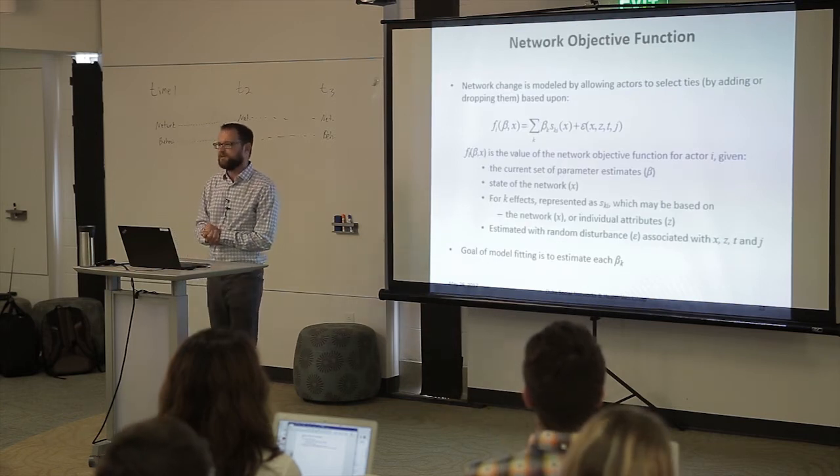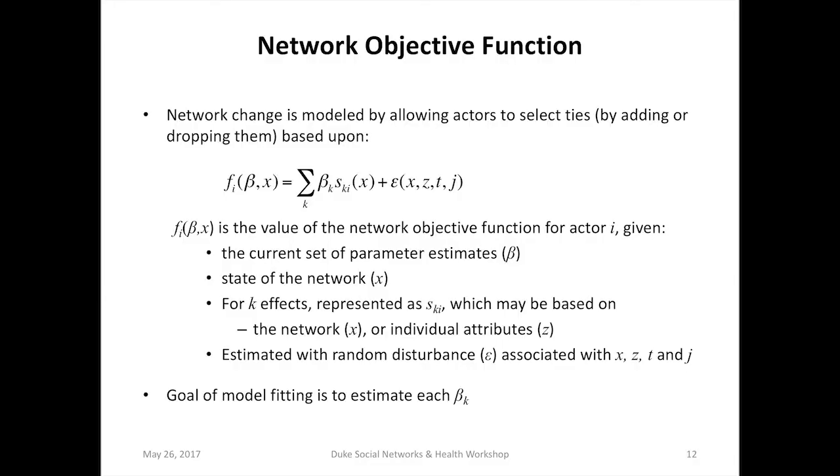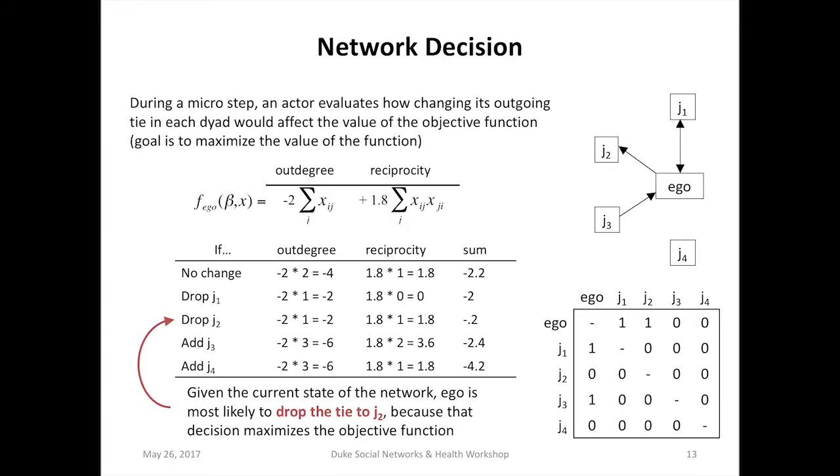So here's what our network objective function looks like. What we're really saying is that actors are evaluating this function. When they decide what change they're going to make to their network, they look out and evaluate all potential ties. They evaluate the network based upon a series of parameter estimates and a series of effects, these s_ki, that take into account x, the network. We're going to have a number of K effects that we'll go through here, and then some error terms that I'm not going to really get into. The goal of the model is to estimate the strength of these parameters. That's really what we want to know: how important is each of these different kinds of effects in driving network change or change in behavior.